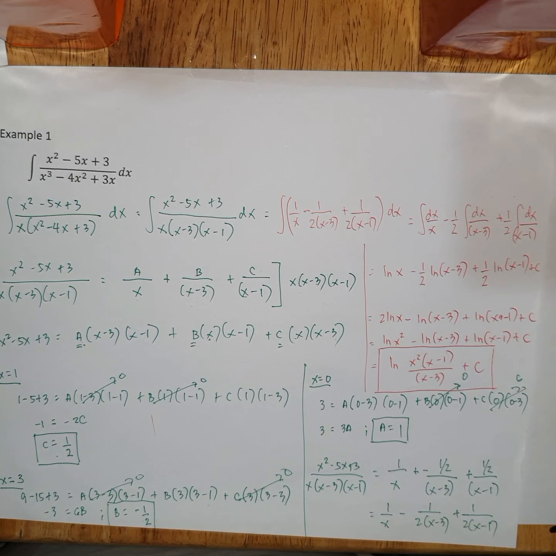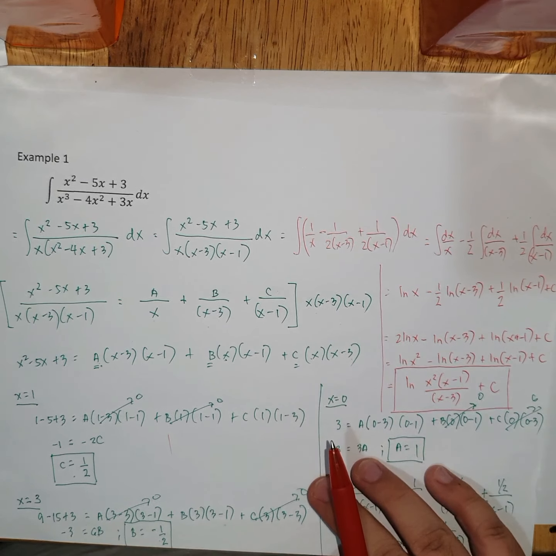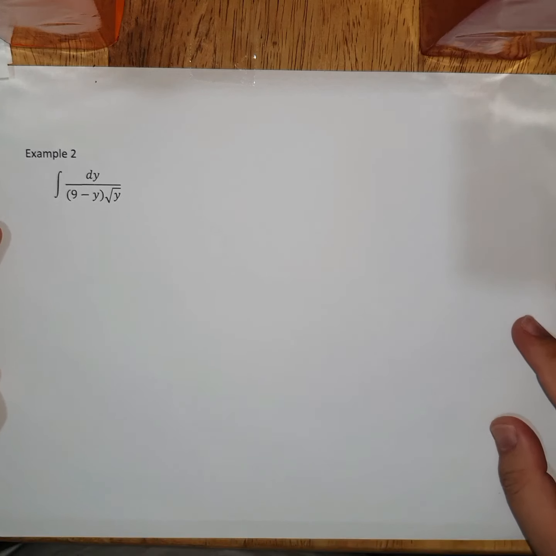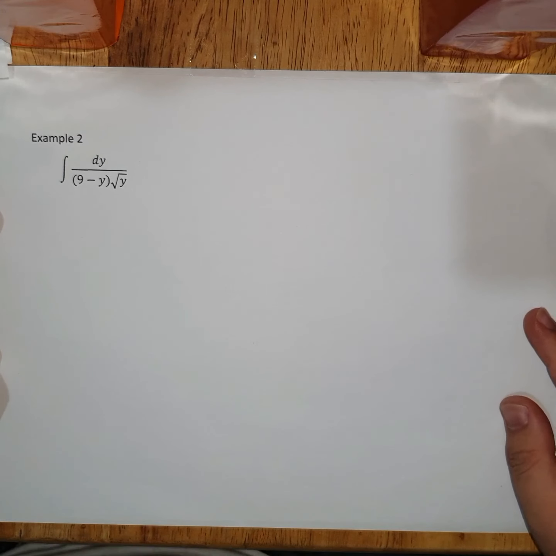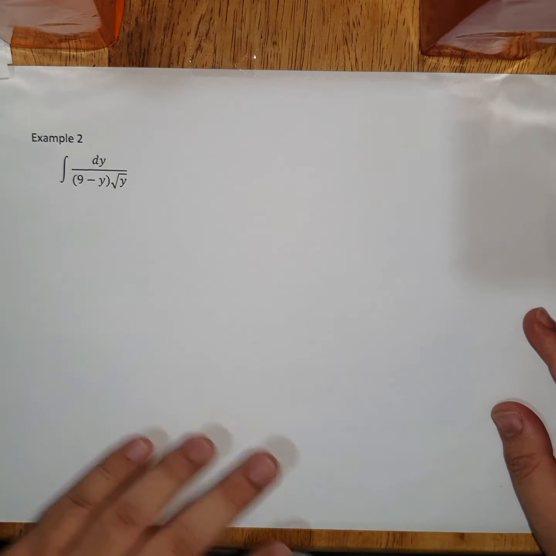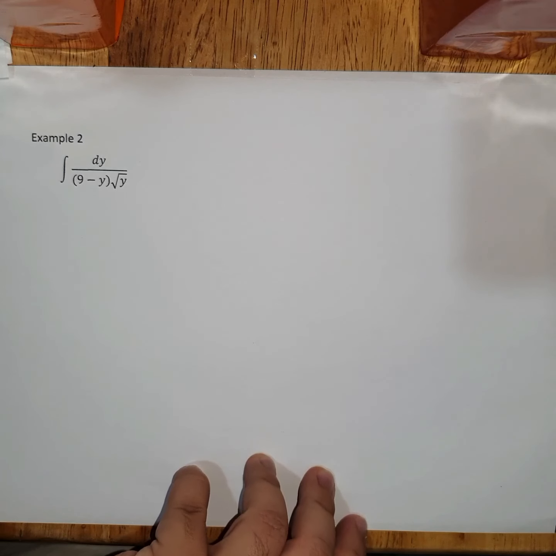Okay, next, try natin second example natin. Okay, ito. So we have integral of dy all over 9 minus y times square root of y.